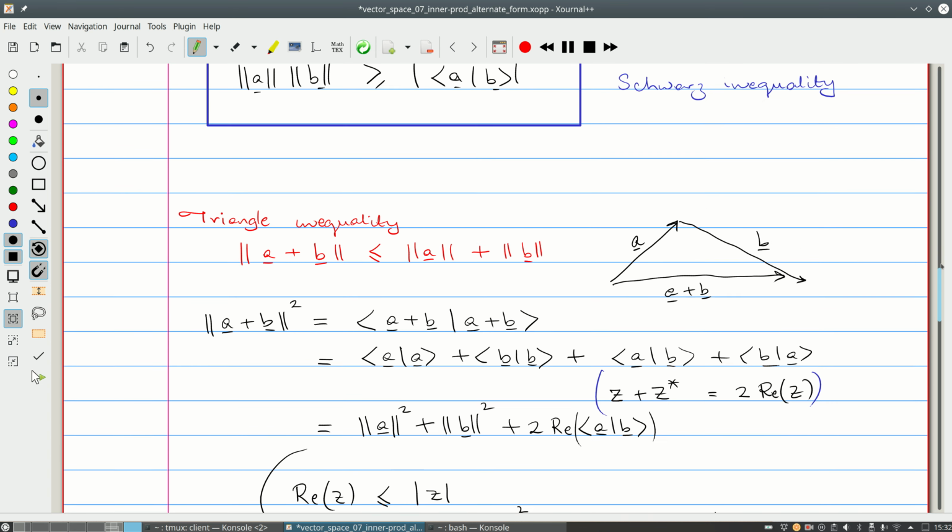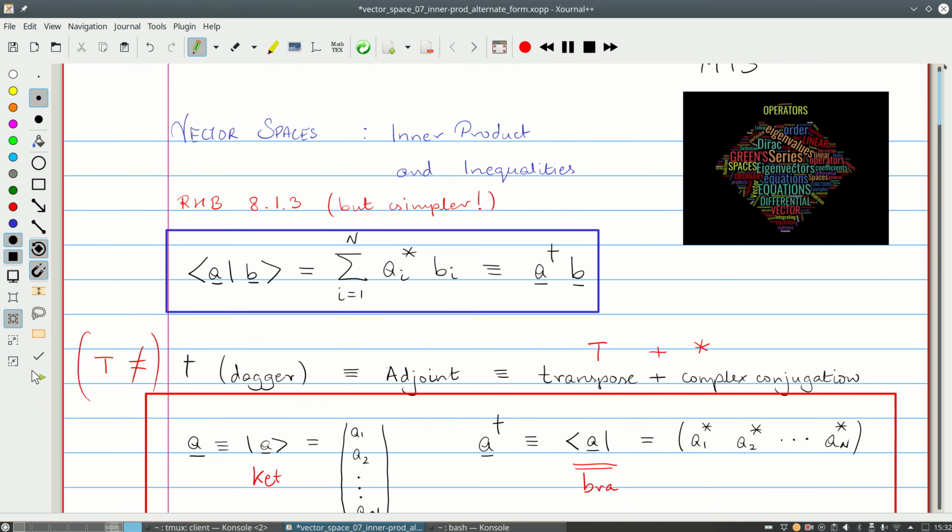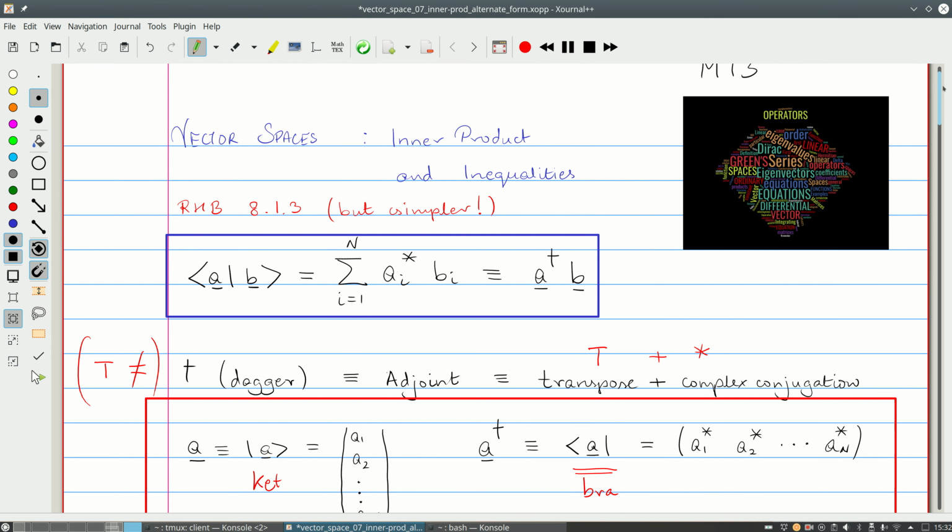Now in 8.1.3 there's yet another inequality given there, Bessel's inequality. Have a look at it and see if you can understand how it's proved.